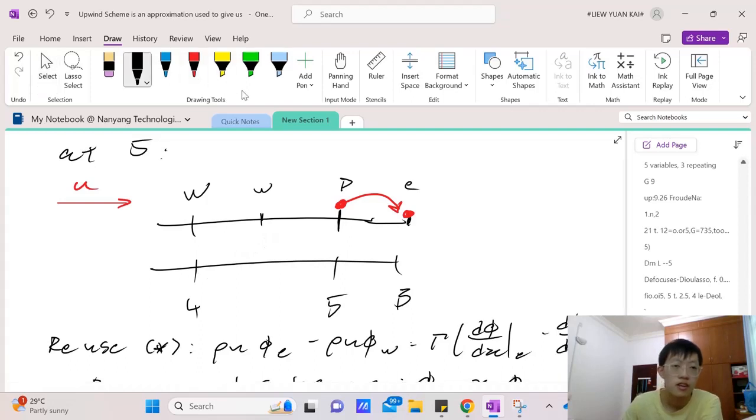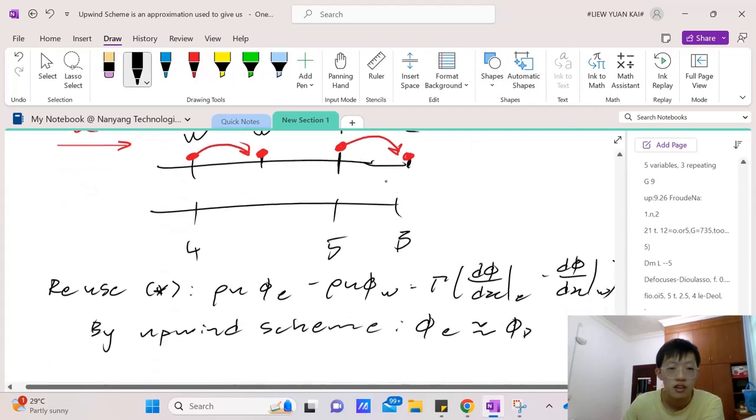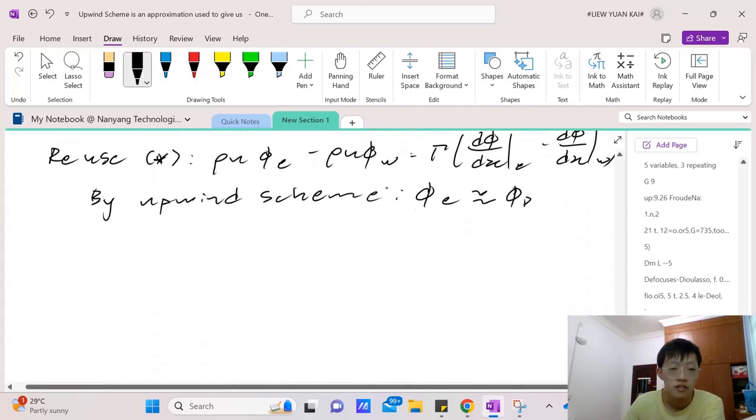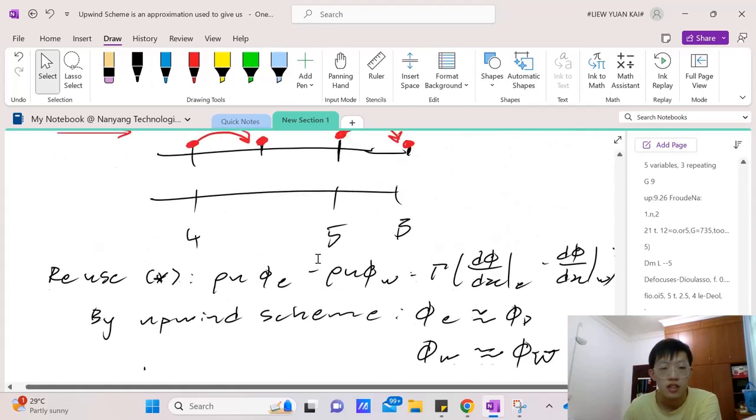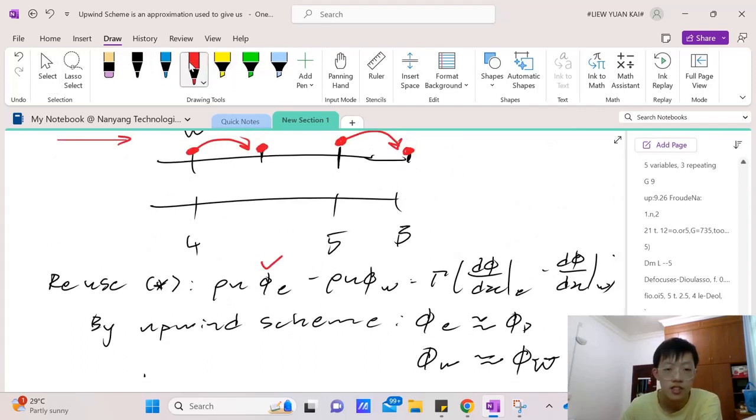And then who is phi W? The value of phi W will be from here. The wind is gonna push it all the way to here. So phi small w will be equal to phi big W. Okay, so we have our convection terms dealt with. So this is dealt with, this is dealt with.